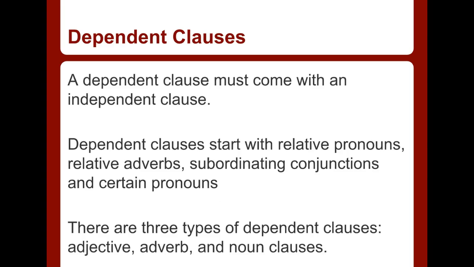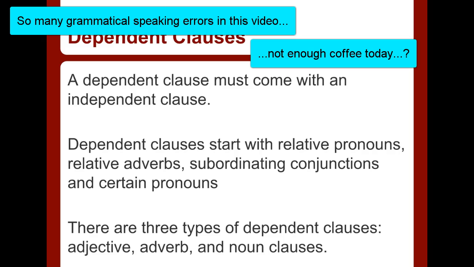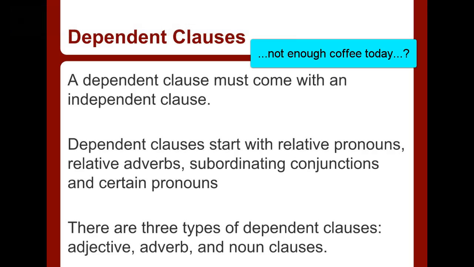Dependent clauses must come with an independent clause, because if you do not have an independent clause, you are left with an incomplete thought and then an incomplete sentence. Dependent clauses start with relative pronouns, relative adverbs, subordinating conjunctions, and certain pronouns. And we will look at these lists of words as we get through each type of dependent clause. Speaking of dependent clauses, there are three types. We have adjective, adverb, and noun clauses.